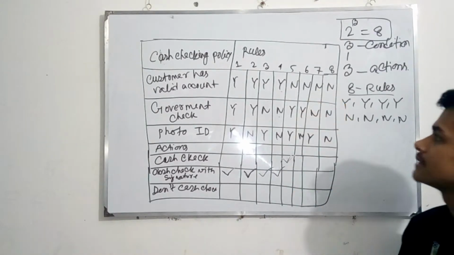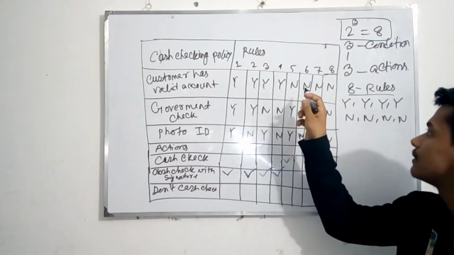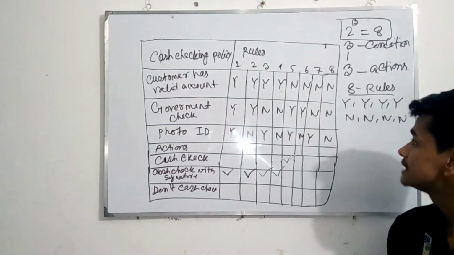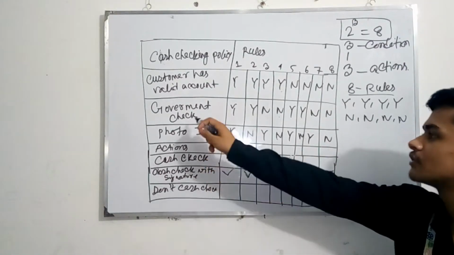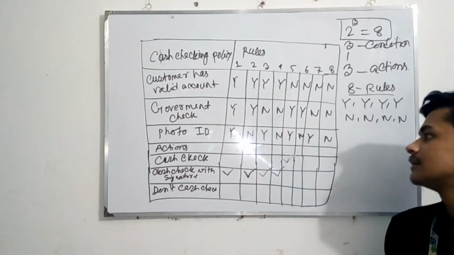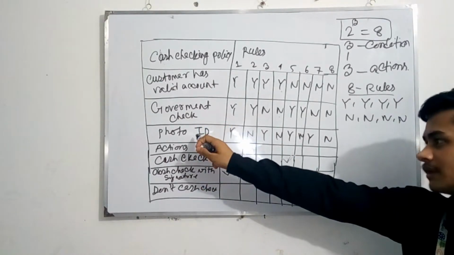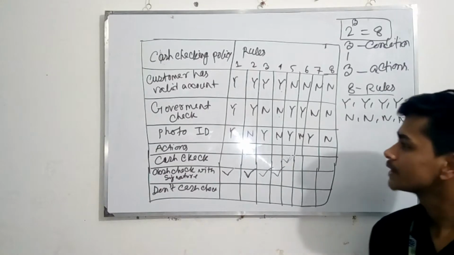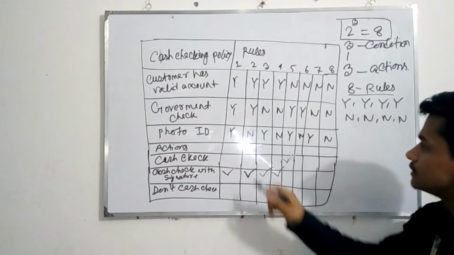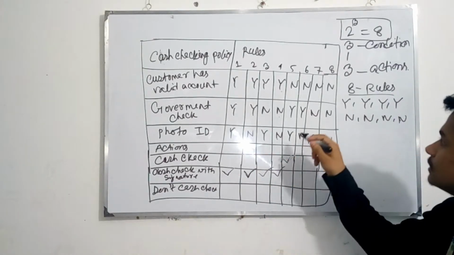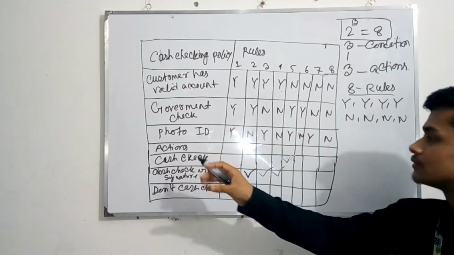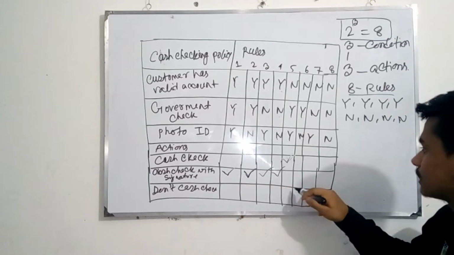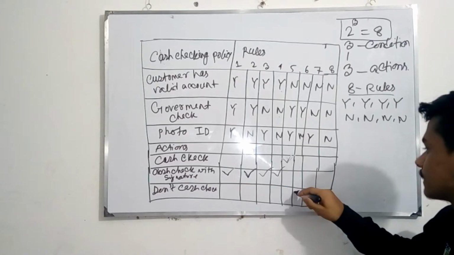Step number 6, rule number 6: customer has valid account number, no. Government check, yes, but photo ID, no. Only one condition is met here, but both conditions are needed. So this is false, and only one condition, government check, is true. So they don't cash check.